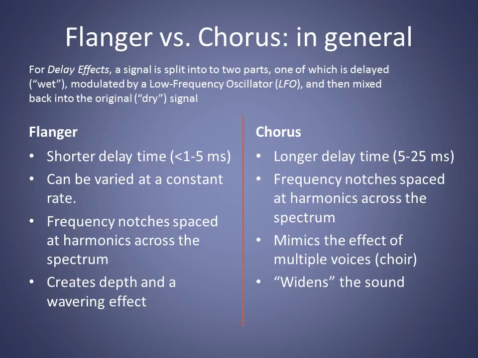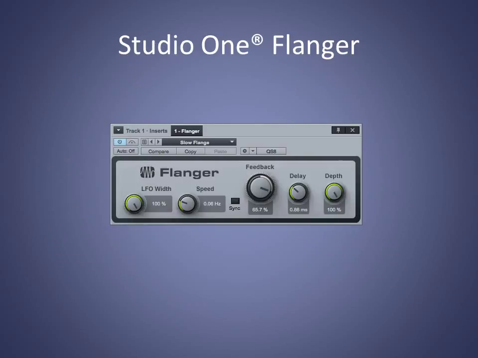Both of them, if you look at the frequency response spectrum, are going to have the frequency notches spaced at the harmonics across that rather than evenly spaced as in a phaser. Flanger is going to give you a depth and sort of wavering, wobbly effect, while a chorus is meant to sort of reproduce the sound of a choir and multiple voices singing, and it can also give you a wider sound. So looking at the flanger in Studio One, this is what it looks like when it comes up.